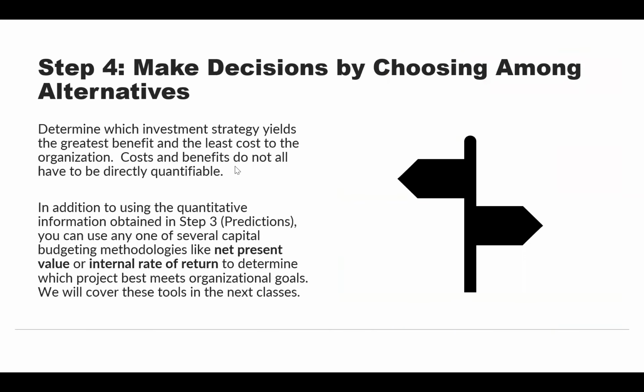Then you make a decision by choosing among the alternatives. You've looked at keeping the ladders and getting younger workers and the viability of that, and you've looked at getting harvest platforms and whether or not it will make the job more viable for your current workers. You want to determine which investment strategy gives the greatest benefit and least cost to the organization.